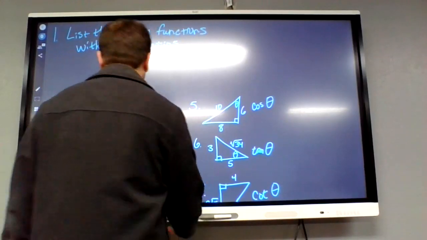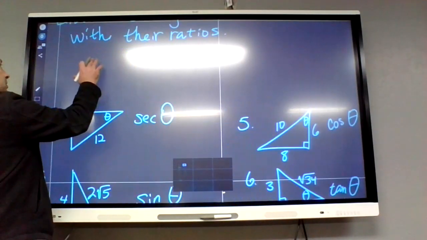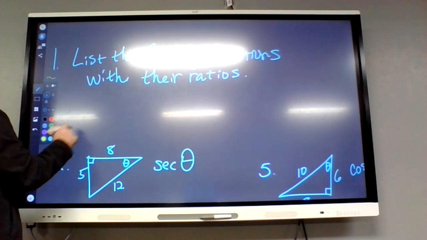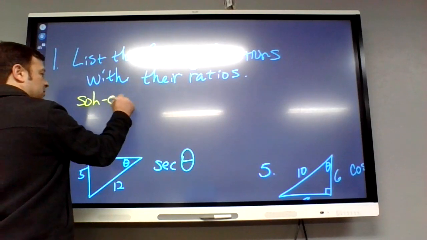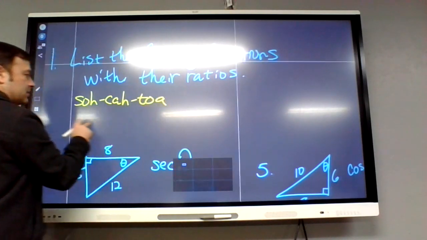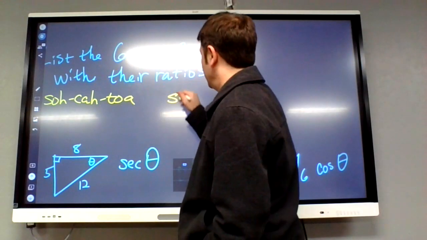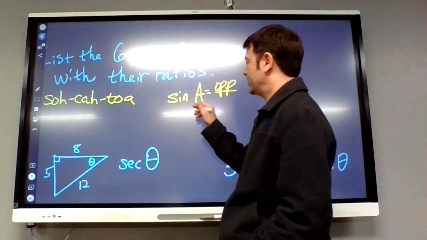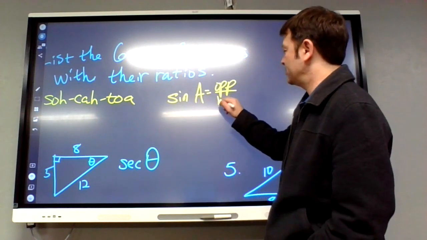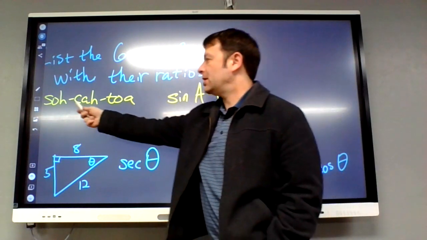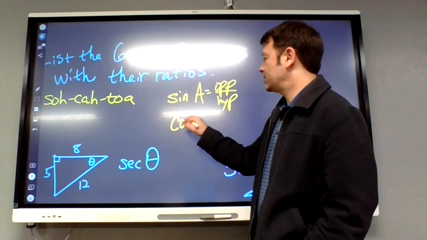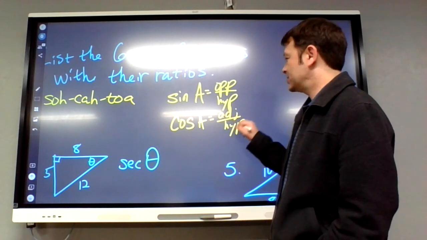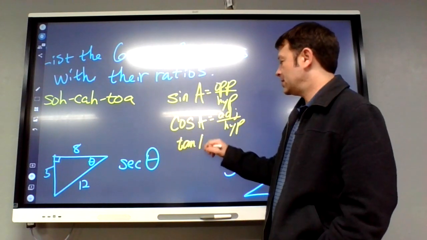Three original trig functions come from SOHCAHTOA. So let's do SOHCAHTOA. SOH means sine of the angle. A lot of times people forget that there's an angle that goes right there, equals opposite over hypotenuse. CAH stands for cosine of the angle, equals adjacent over hypotenuse, and TOA means tangent of the angle equals opposite over adjacent.